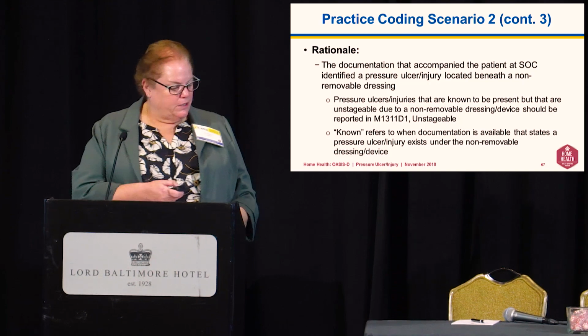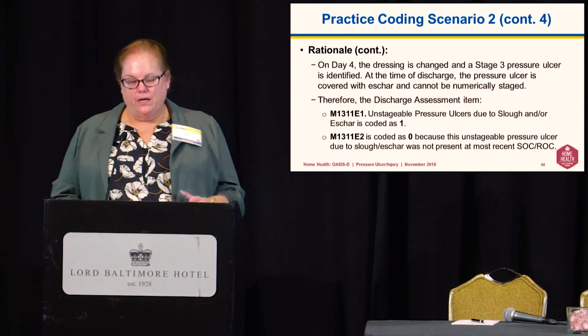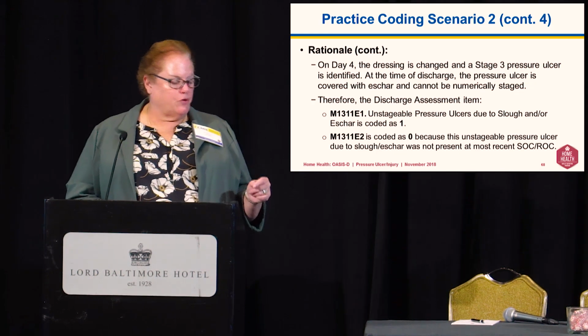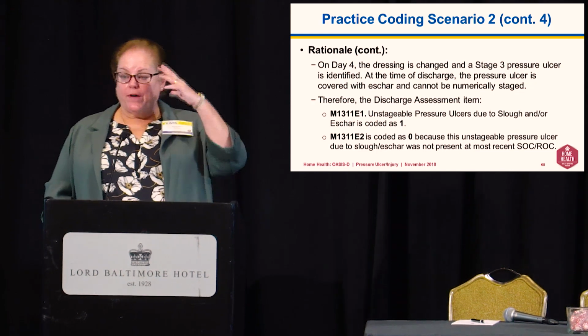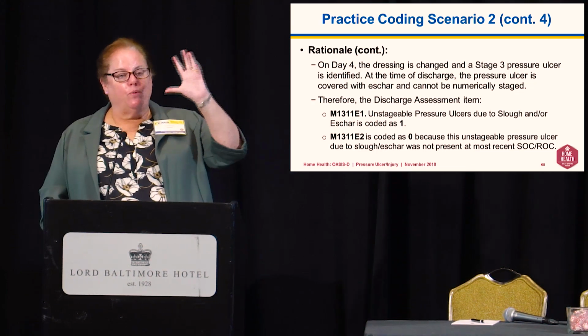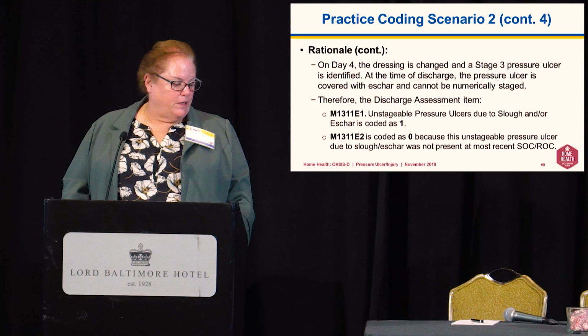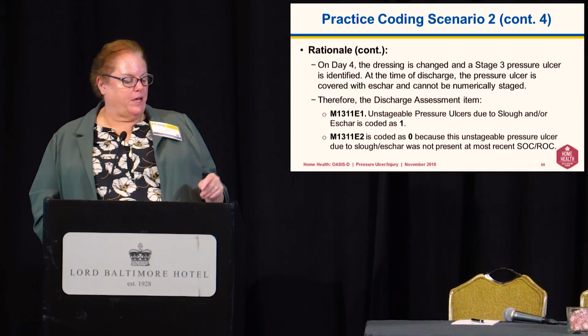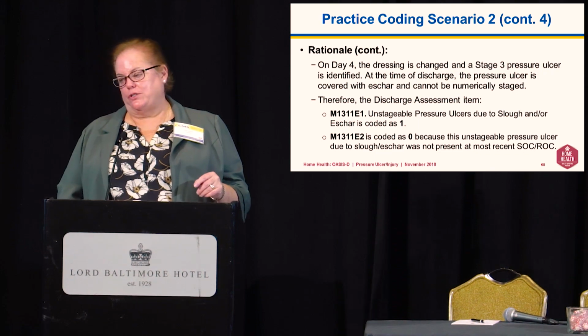So the next portion of this is on day 4, the dressing is changed and a stage 3 pressure ulcer is identified. So now we have eyes on it, right? They told us it was a 3. We take the dressing off, we know it's a stage 3. At the time of discharge, the pressure ulcer is now covered with eschar and cannot be numerically staged.